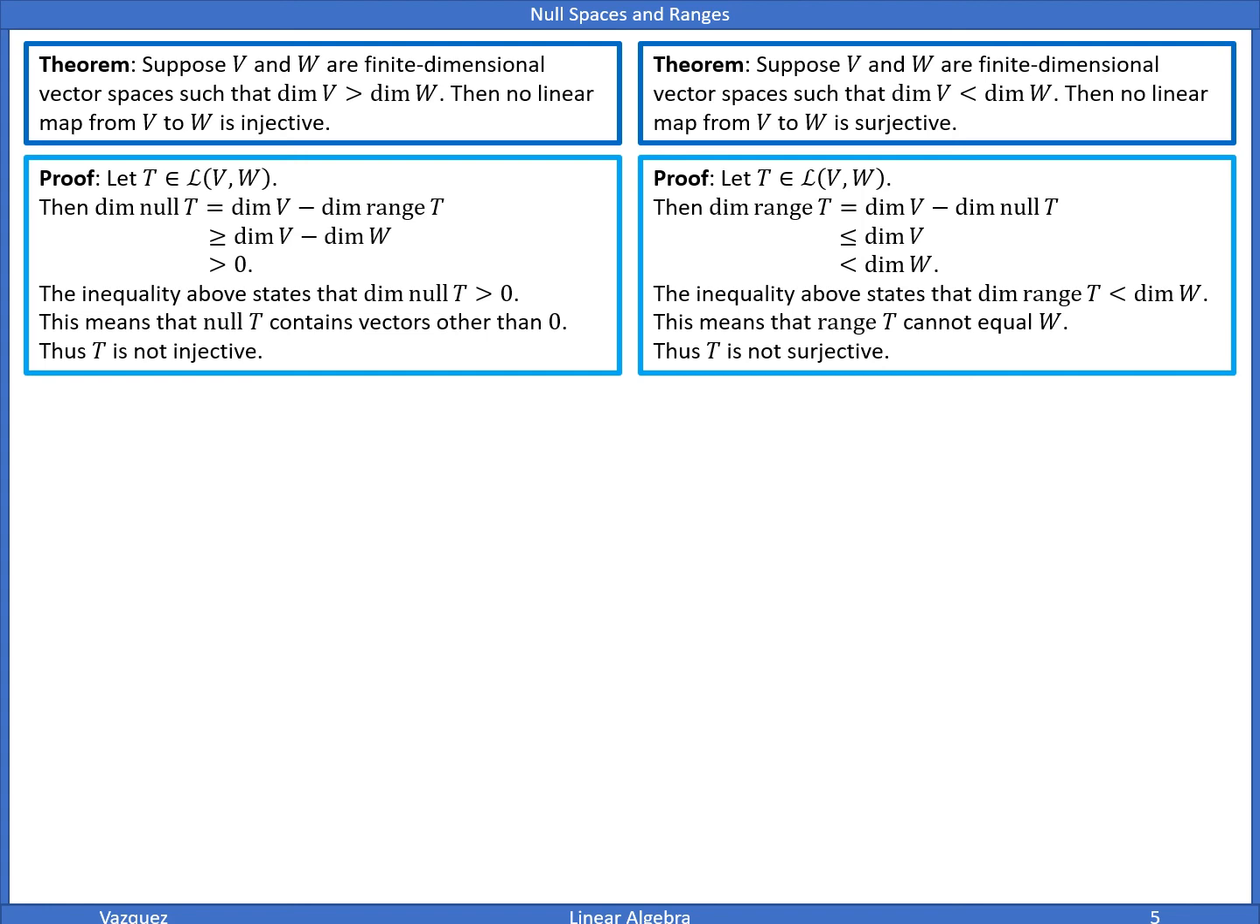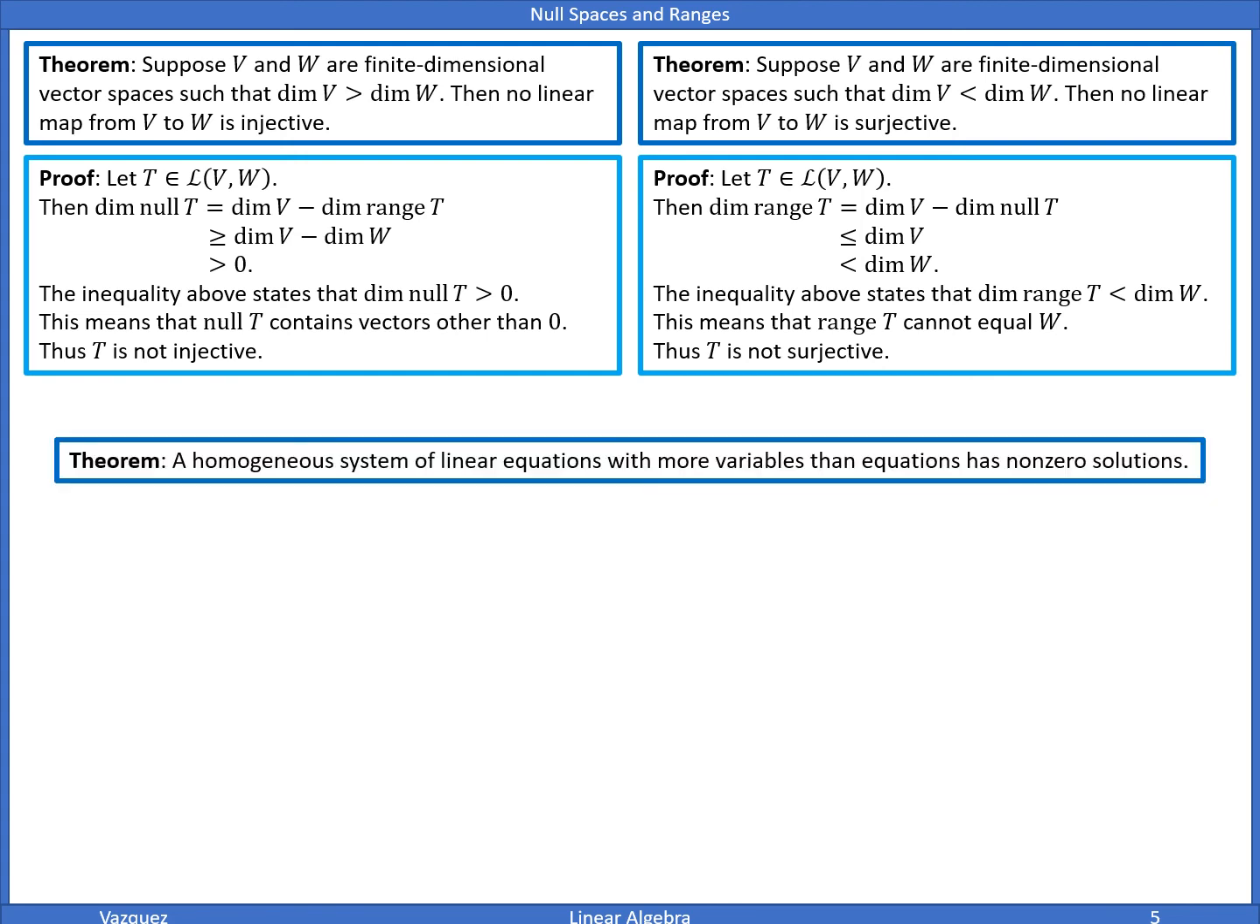So using this, we can actually prove two theorems that you've probably applied in your classes. A homogeneous system, if you don't remember, is a system of linear equations such that the right-hand side of the equation is equal to 0 for all equations. So a homogeneous system of linear equations with more variables than equations has non-zero solutions.